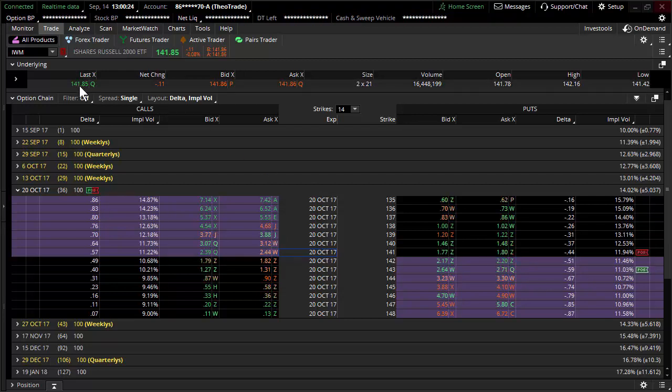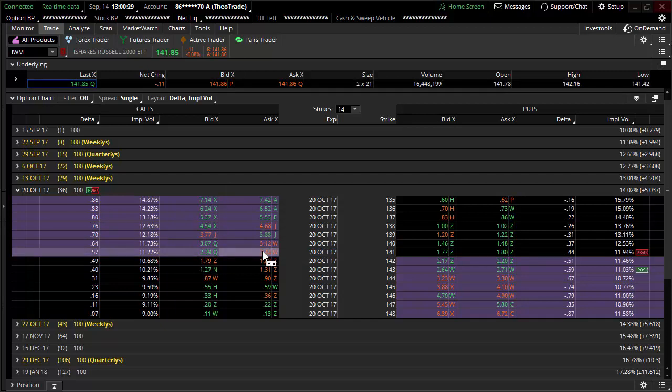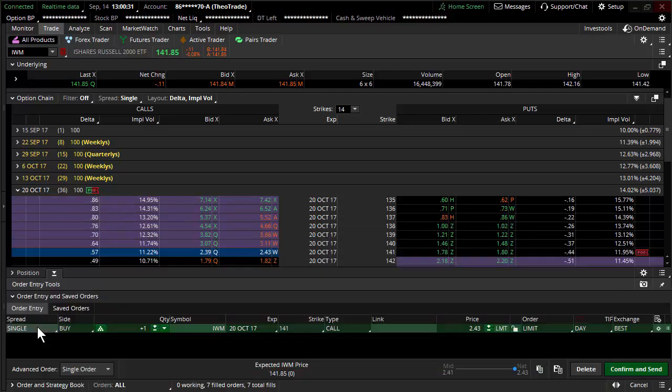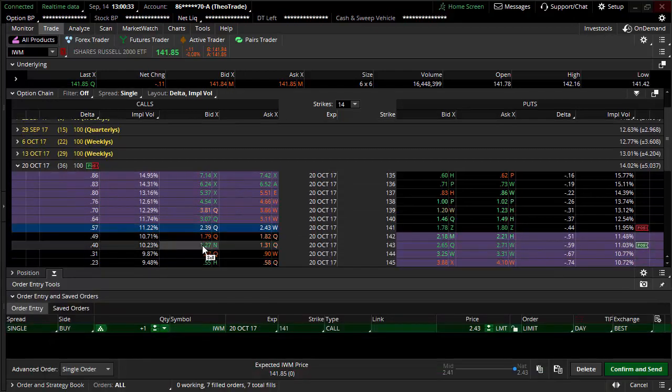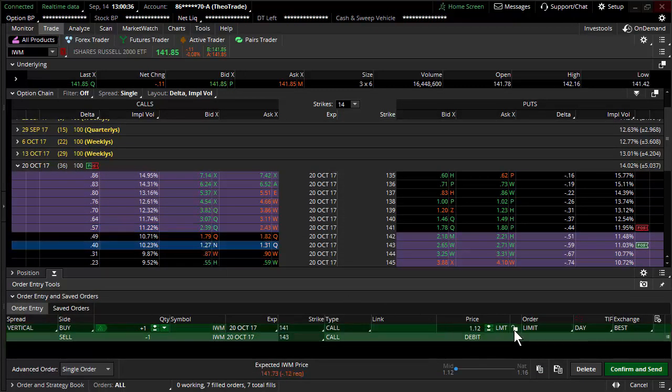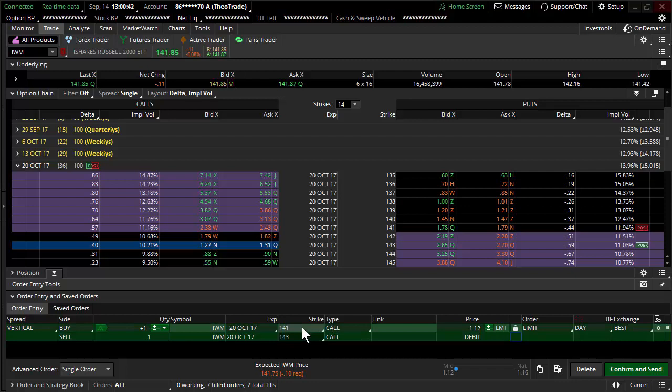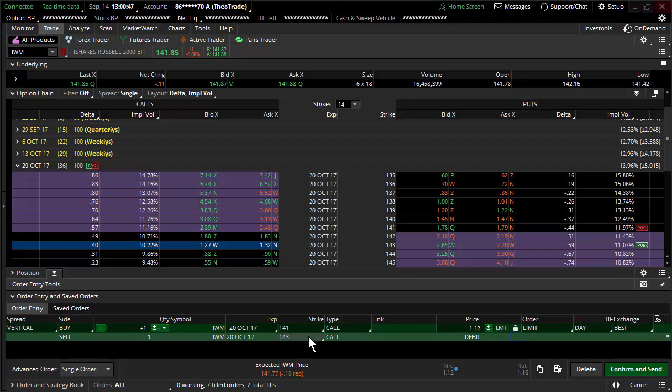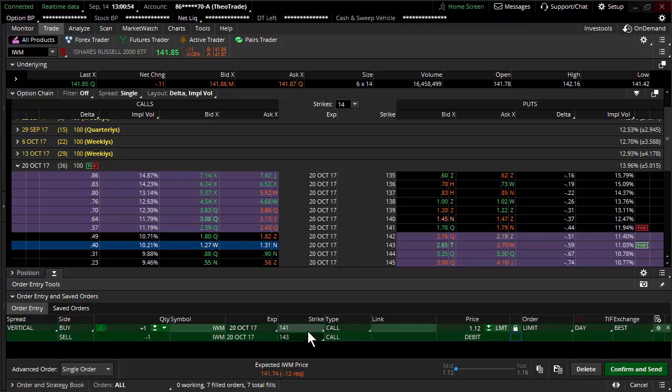Here's an underlying that's trading at 141.85. Now, I'm going to build what we term an in-out spread. It's about one strike in the money, one strike out of the money. Let me lock this trade down. This is a bullish spread where I'm buying the 141 calls and selling the 143 calls. In this trade, it would cost me about $1.12 to buy a $2 wide spread.